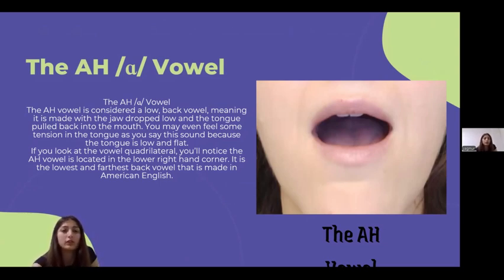This is considered a low back vowel, meaning it's made with the jaw dropped low and the tongue pulled back into the mouth. You may even feel some tension in the tongue as you say this sound because the tongue is low and flat. If you look at the vowel quadrilateral, you will notice that this vowel is located in the lower right-hand corner. It's the lowest and farthest back vowel that's made in American English.